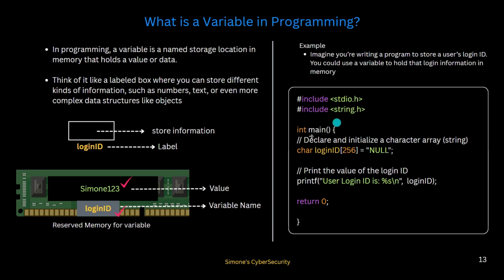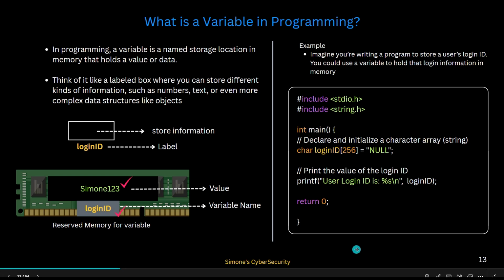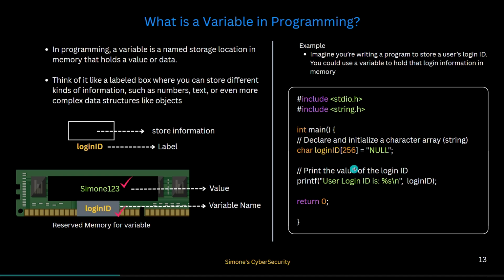And in the code on the right hand side here, I'm showing you the code of a program that is used for storing a user's login ID and how a variable can be used to hold that login information in memory. So char loginID[256]: char is the data type, loginID is the variable name, and 256 bytes is the size of the memory that is reserved for this variable.